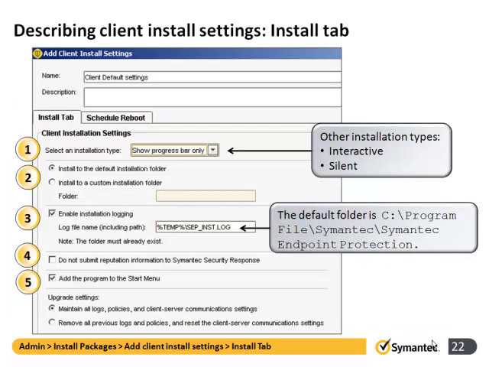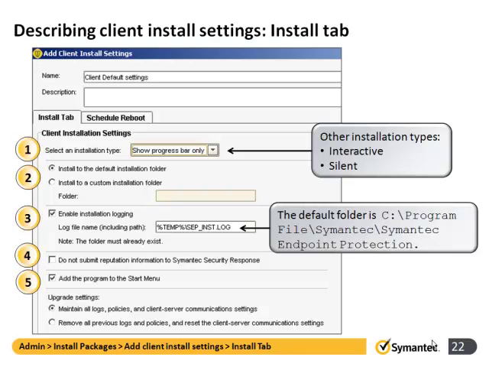So let's have a look at the settings install tab now. Note that we can choose the installation type. We can show the progress bar, we can have it set to silent or interactive. We can choose to install to the default folder or change that. We can select the enable logging and choose the log file path name.